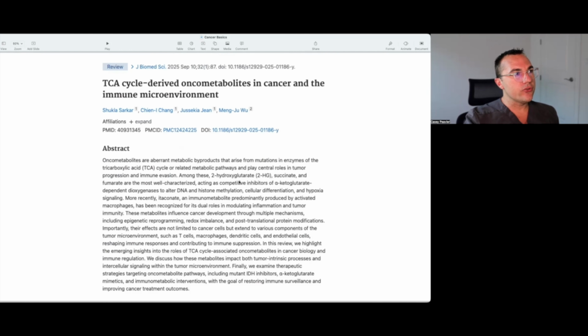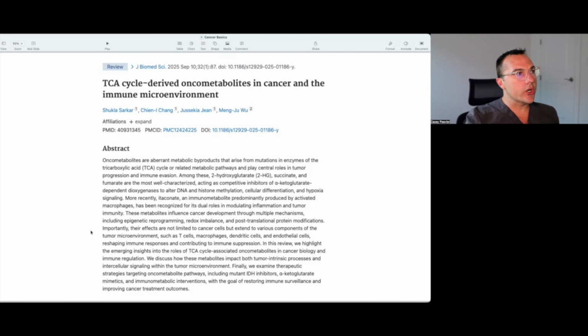Among these, 2-hydroxyglutarate, 2-HG, succinate, and fumarate are the most well characterized, acting as competitive inhibitors of alpha-ketoglutarate dependent dioxygenases to alter DNA and histone methylation, cellular differentiation, and hypoxia signaling. More recently, an immunometabolite predominantly produced by activated macrophages has been recognized for its dual roles in modulating inflammation and tumor immunity. These metabolites influence cancer development through multiple mechanisms, including epigenetic reprogramming, redox imbalance, and post-translational protein modifications.